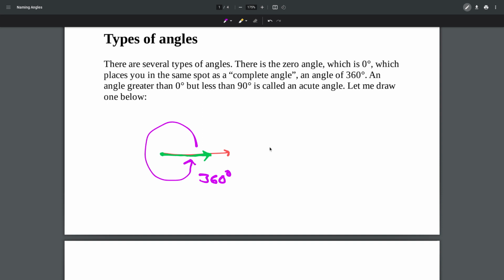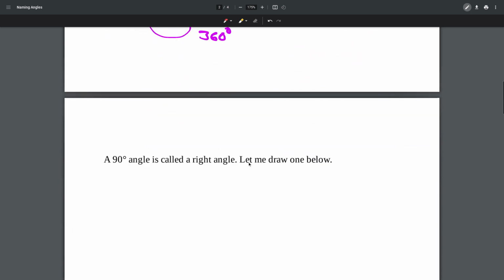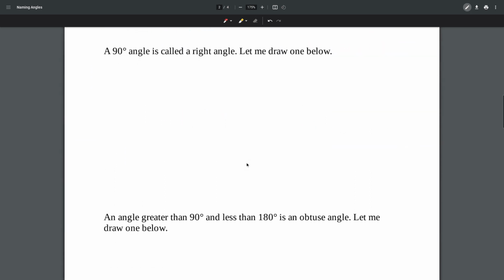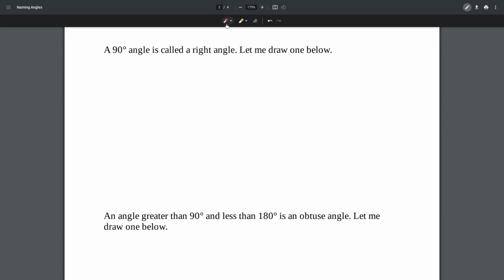And we also have an angle that's less than 90 degrees but greater than 0, and that's called an acute angle. So an acute angle, if I drew one, might look something like this. This is acute, okay? So that's another type of angle that we can have. All right, so a 90 degree angle, that's called a right angle. Let's draw one of those. Let's do it in a different color here.